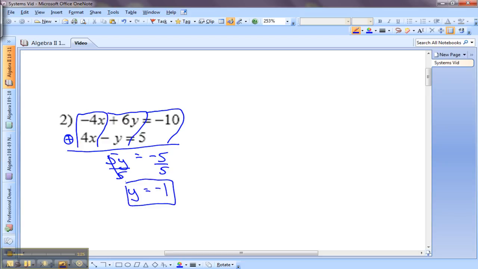To find the corresponding x value, we will substitute that into an original equation. I'm going to use the second one. 4x minus -1 equals 5. Simplifying, we get 4x plus 1 equals 5. We can subtract 1 from both sides. We see 4x equals 4, and when we divide by 4, we have x equals 1.